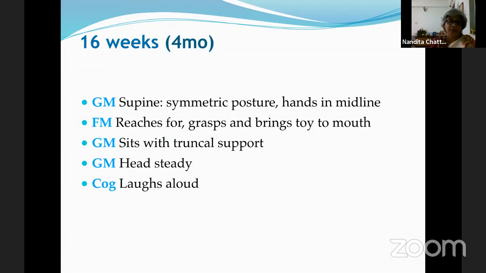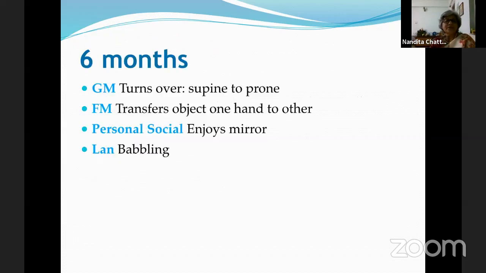But at this point, the baby can lie in a symmetrical posture, can bring 2 hands together voluntarily in the middle. And this is the time he can grasp an object, put it in his mouth. So he reaches out and brings it to his mouth. He can sit with truncal support. His head is now steady. So he looks around and he learns to laugh aloud. Next slide. We will go on straight to 6 months.